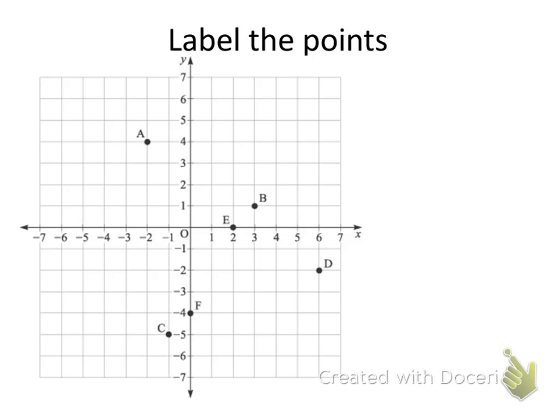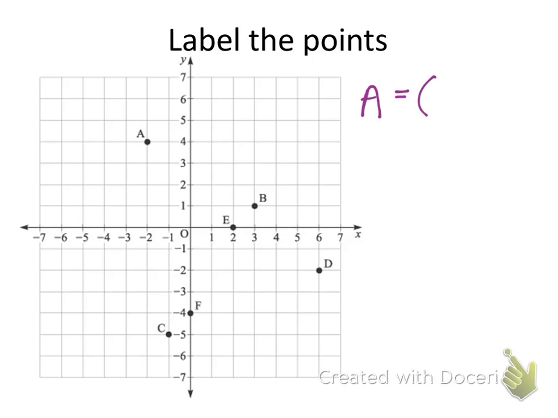Okay? So next thing, they want us to work in reverse order. They've given us the points, and they want us to write the ordered pair that they represent. So let's go ahead and let's do that. Let's look at A. What is the ordered pair that represents A?